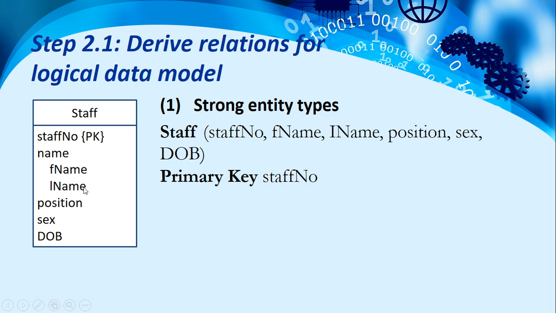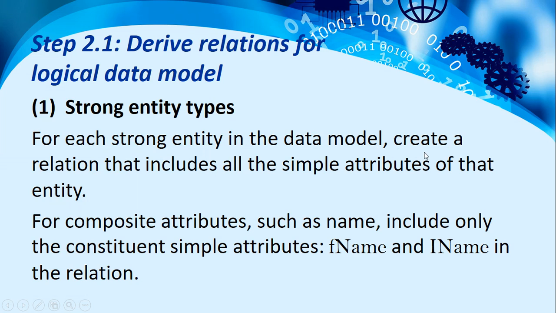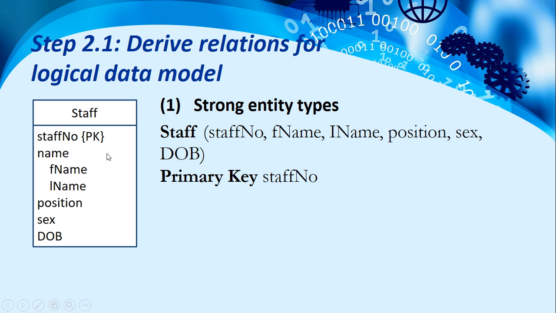It means that first name and last name are simple attributes that make up this composite attribute, name. So again, in order to create the relation, you just include all the simple attributes. For composite attributes, you just put the simple attributes. That is why, for this entity, this is how you're going to write its relation, this logical data model relation. You simply write the name.